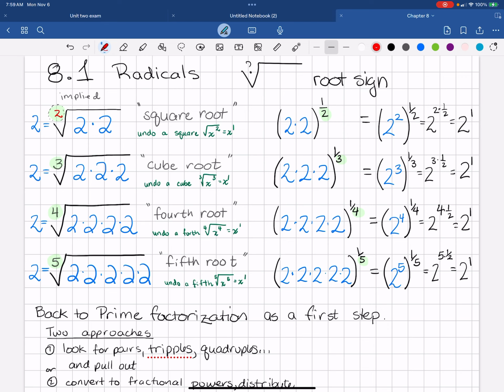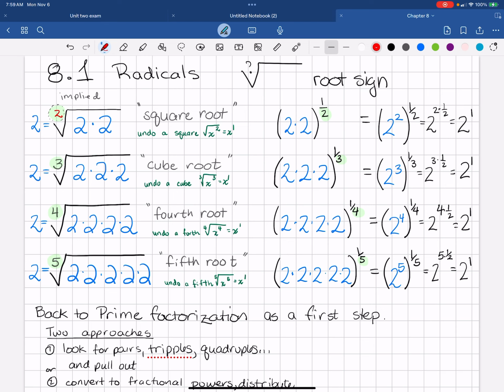I'm going to suggest you write in the 2 on your own paper, because then when we want to interpret its fractional power, it makes sense because it's 2. And we have to pull out pairs.